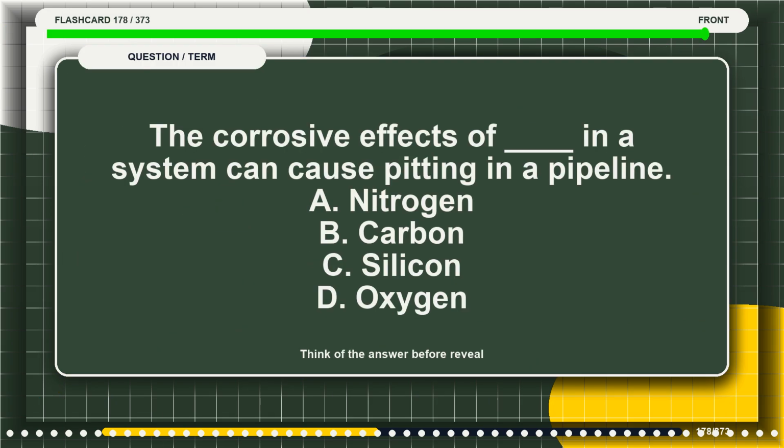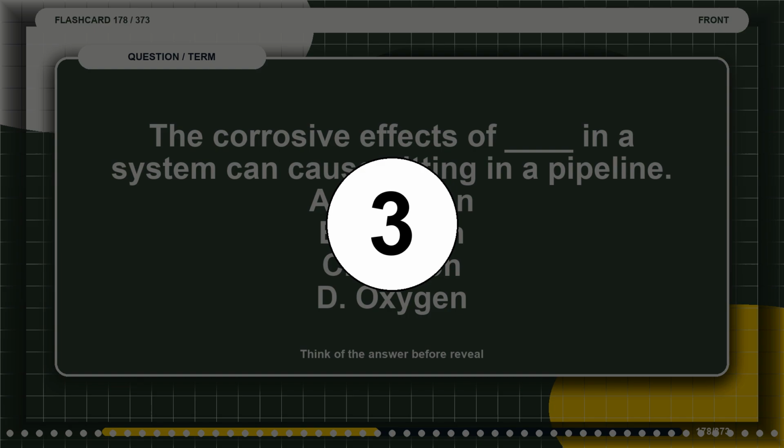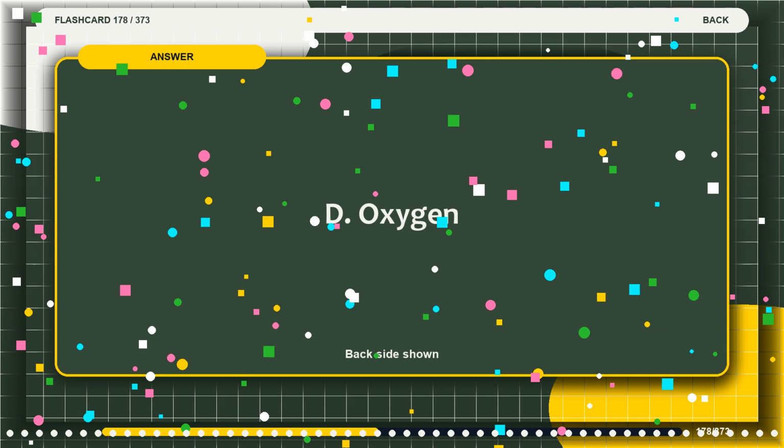Flashcard 178. The corrosive effects of blank in a system can cause pitting in a pipeline. A. Nitrogen, B. Carbon, C. Silicon, D. Oxygen. Think of the answer before the reveal. The answer is D. Oxygen.